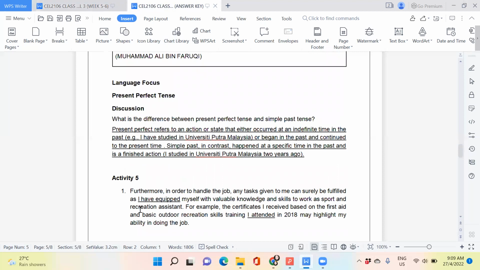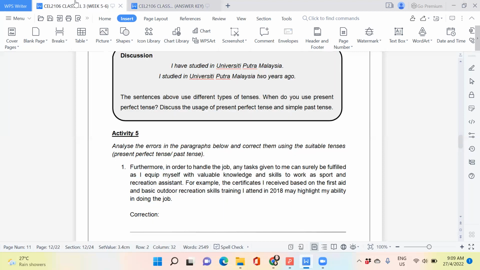Okay, so the error here is this one. I have equipped. In the original text, it says I equip. So this is wrong. You cannot use simple present tense here. This is not something that is happening right now. This is something that you have already equipped and you still have the skills today. So benda ni kamu dah ada dulu, you already have it. Perhaps when you were in high school, when you were studying at the university, so you have equipped it. So this is present perfect tense. Okay, present perfect tense.